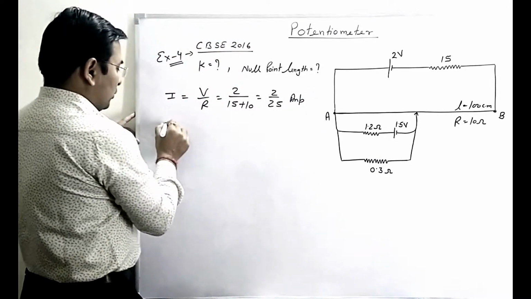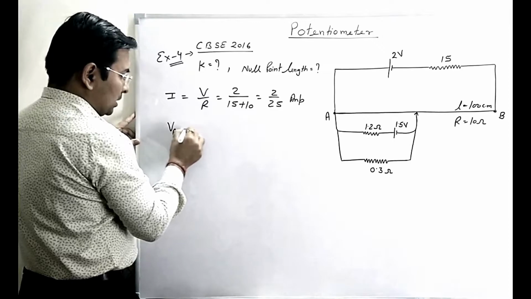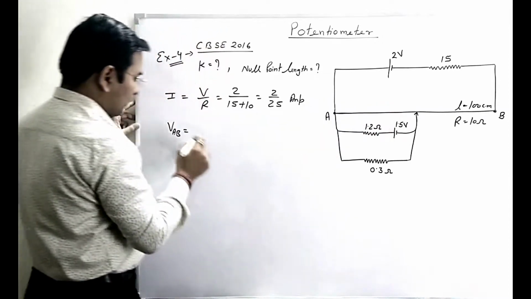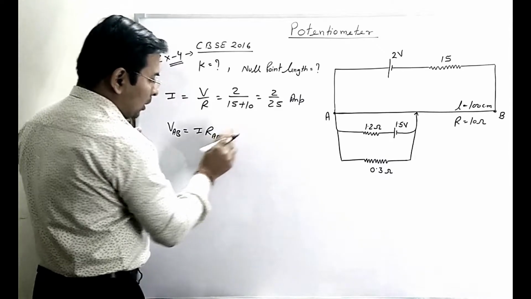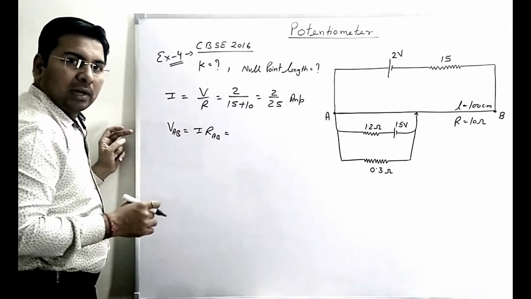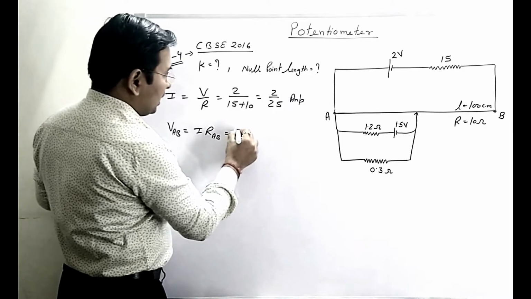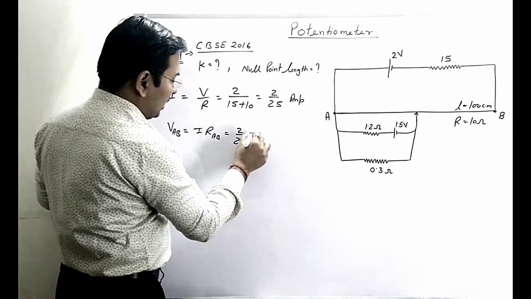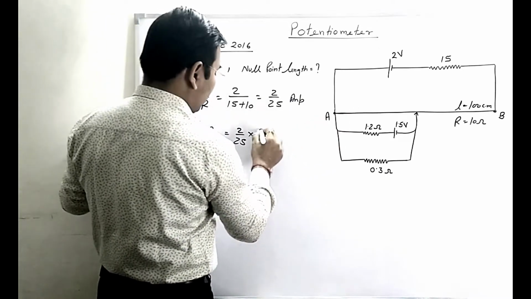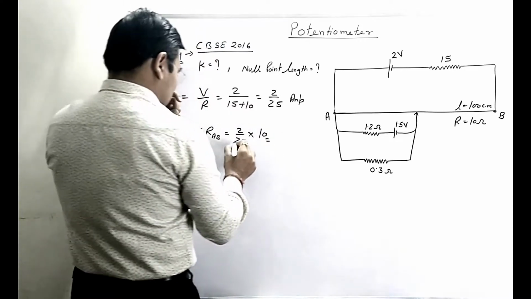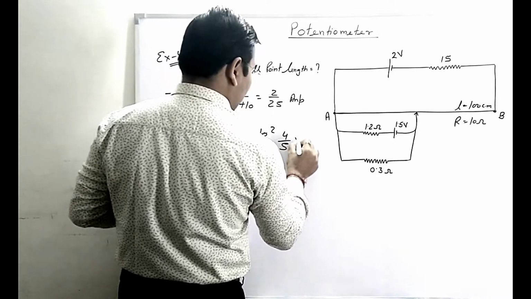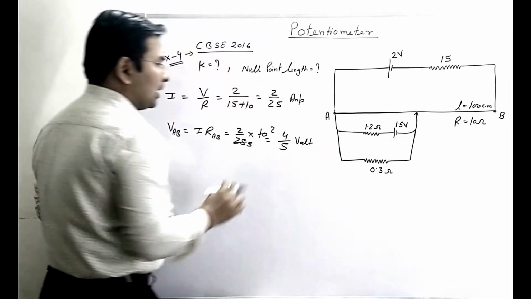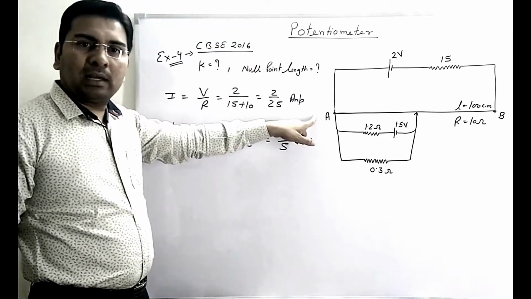Fine. Now can we calculate the potential drop across the wire AB? So it is given by V equals IR, and now we will use the resistance across the wire AB. Now current is given by 2 upon 25 and resistance is what? 10 ohm. So 5 twos are 10, this is 4 upon 5 volt. This is the value of potential drop across the wire AB.